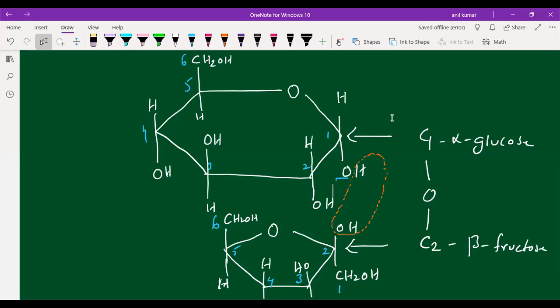The only thing, students, is that first of all you should know how to write the alpha D glucose structure and beta D fructose. If you know alpha D glucose and beta D fructose, you can convert them into Haworth structures. When you know the Haworth structures, then you can join them easily. Okay, fine, students. Now I will draw the structure so that you will know.